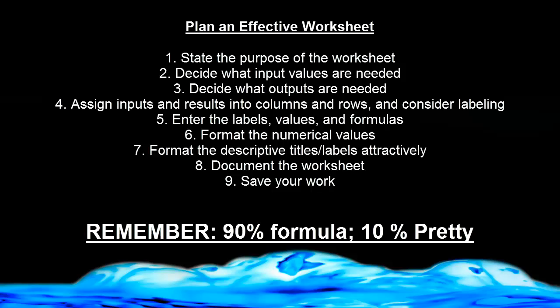The input area is a range or group of cells. Decide what output values are needed, where the output area is also a range of cells. Assign the inputs and results into rows and columns. For example, you may choose to enter each product in a row where the quantity and unit cost values are in columns. The results might also be placed in a column.